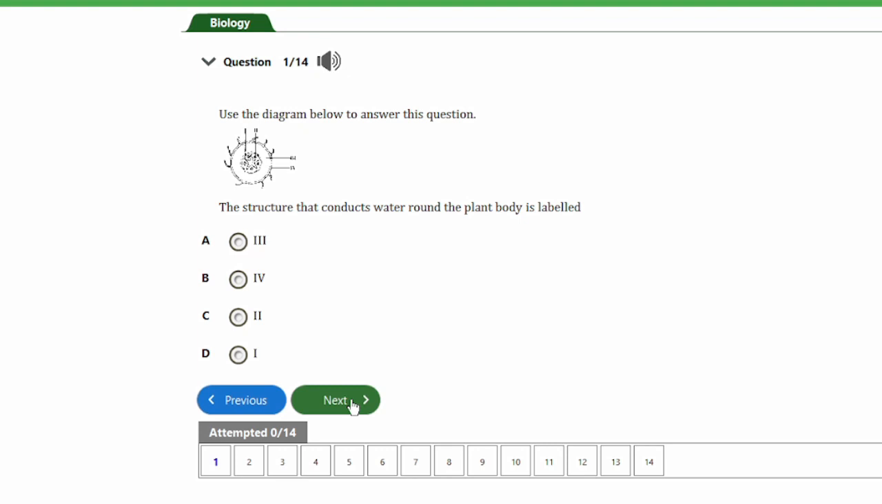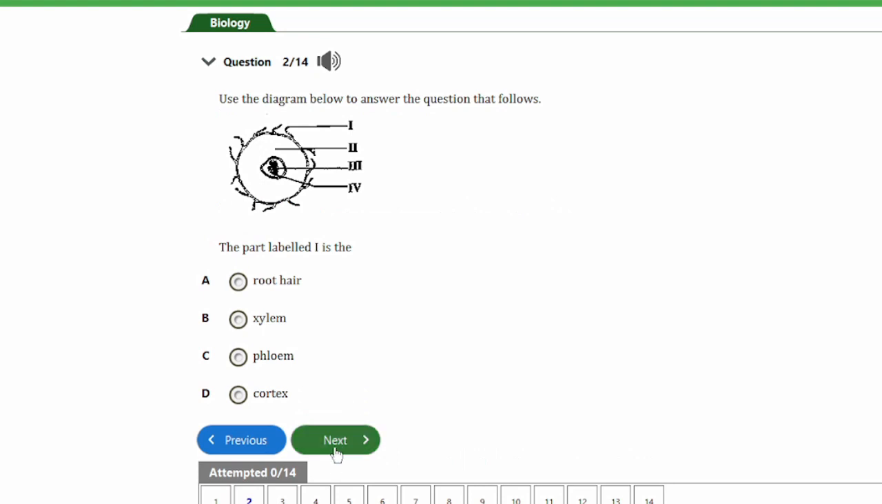The question says, the structure that conducts water around the plant's body is labeled A, III, B, IV, C, II, and D, I. So guys, the answer to this question is option D, and that's I. The idea is xylem. It is responsible for the conduction of water and dissolved minerals. So that's the answer to this question, and that's option D.